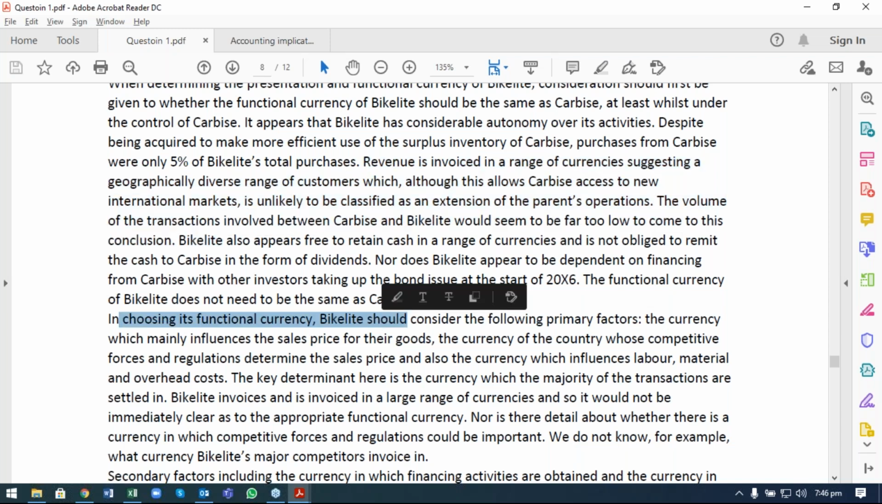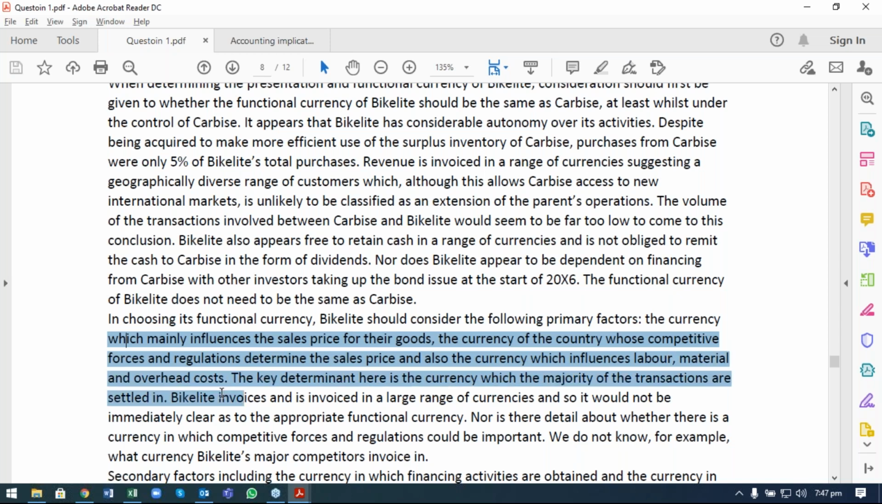In choosing a functional currency, I'm looking into the next primary factors. In choosing its functional currency, backlight should consider the following primary factors: the currency which mainly influences the sale price of their goods, the currency of the country whose competitive forces and regulations determine the sales price, and also the currency which influences the labor, material, and overhead cost. The key determinant here is the currency in which the majority of the transactions are settled.